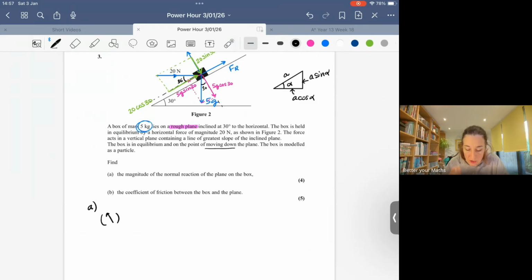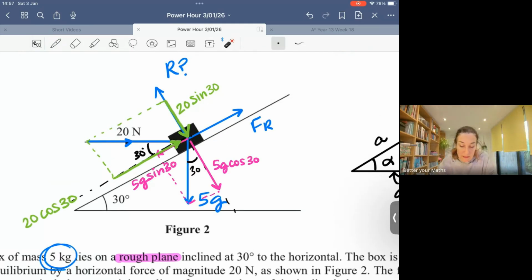So I'm going to resolve perpendicular to the slope. Perpendicular to the slope, I have equilibrium. The thing is not moving, right? So the forces pointing in this direction, which is only the blue one, are going to be equal to all the forces pointing in the other direction, yeah, because they are in equilibrium. So R is going to be 20 sine 30 plus 5g cos 30. Yeah, does it make sense? So R pointing this way is going to be equal to the green and the pink. So let's do that.